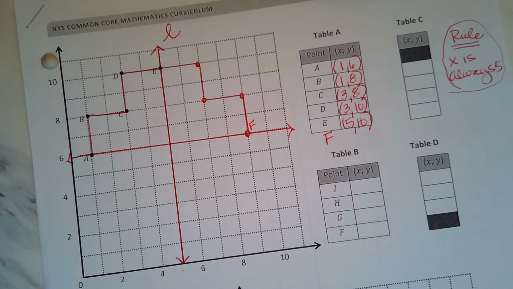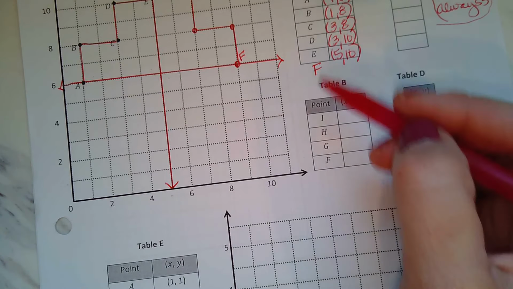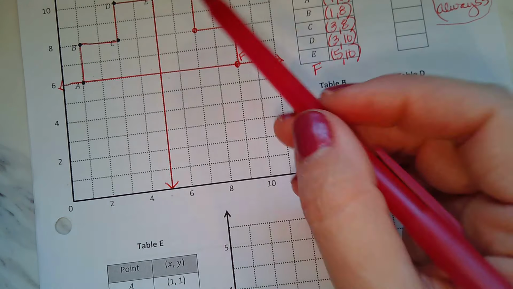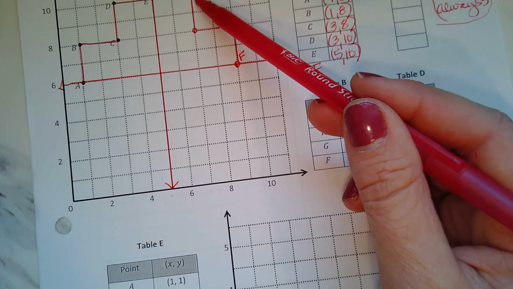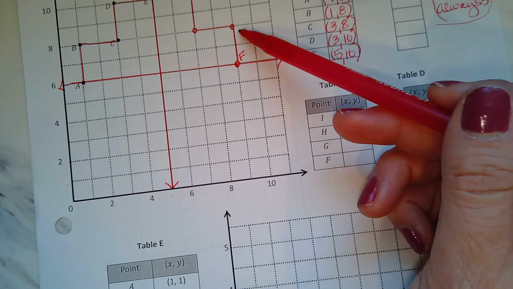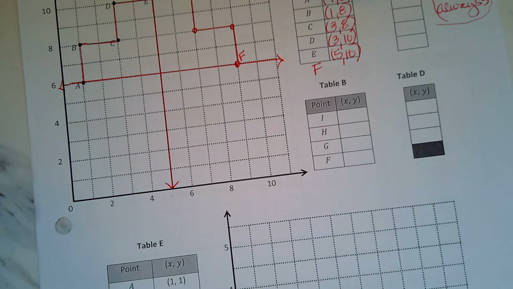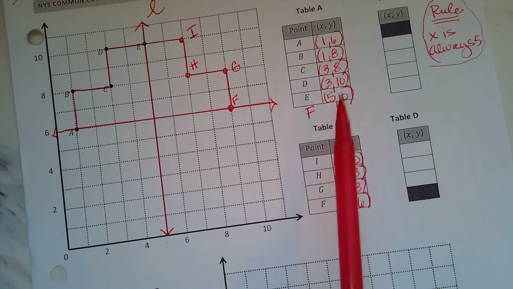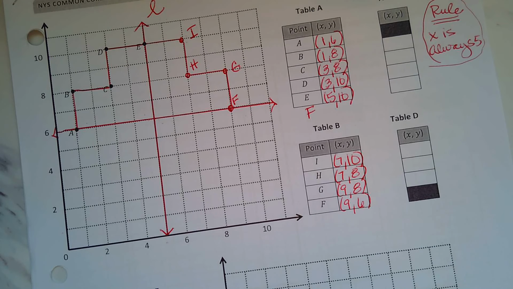All right, so what I want you to do next is write the coordinates for I, and I want you to label these I, H, G, F. I want you to go ahead and put in their coordinate pairs. Come back and check your work. All right. Now I want you to compare the coordinates of the symmetric points on table A and table B. What do you notice? What can you say about it?